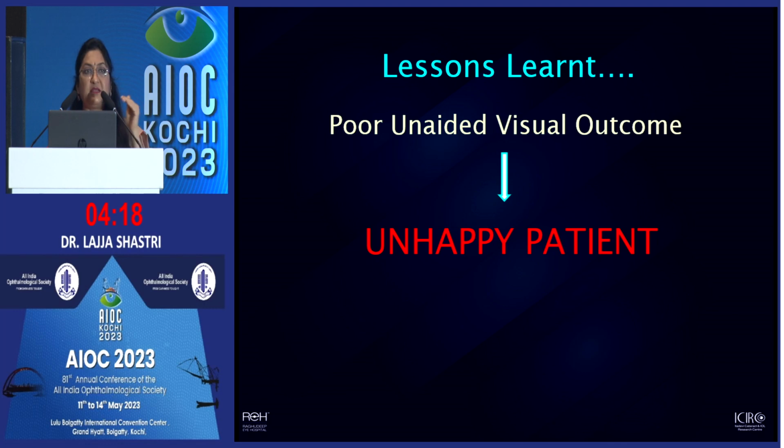Let's not underestimate a homemaker. It could be a CEO, it could be a homemaker. Everyone has a right to expect the kind of outcome that we had promised. So making sure that there is no residual refractive error causing a poor unaided visual outcome is very important.